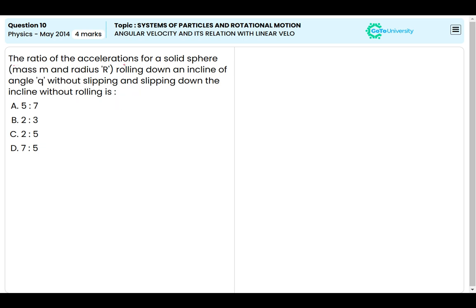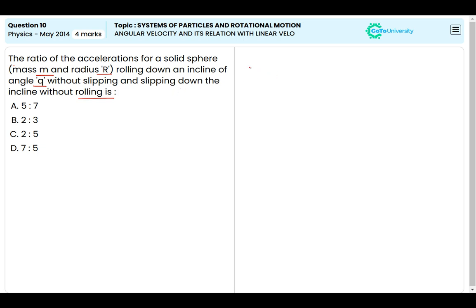The ratio of the acceleration for a solid sphere, mass m and radius r, rolling down an incline of angle θ without slipping and slipping down the incline without rolling is... Okay, we need to find the ratio of the acceleration of the spheres here with slipping and without slipping.